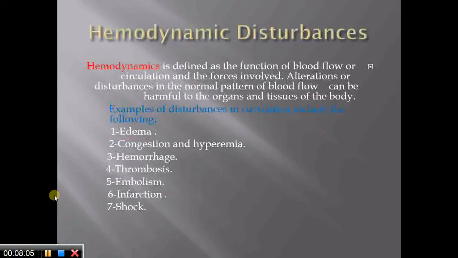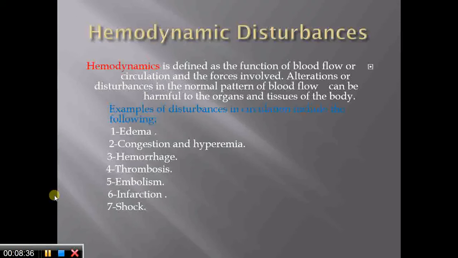Hemodynamic disturbances. Hemodynamics is defined as the function of blood flow or circulation and the forces involved. Alterations or disturbances in the normal pattern of blood flow can be harmful to the organs and tissues of the body. Examples of disturbances in circulation include the following: edema, congestion and hyperemia, hemorrhage, thrombosis, embolism, infarction, shock.